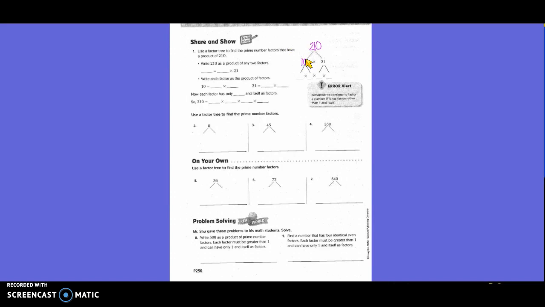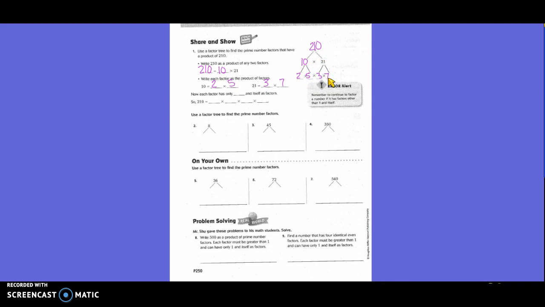So basically 210, we said was 10 times 21, right? Even when it wants us to write each factor as the product of factors. So 10 could also be what? 2 times 5. So I would put that over here as well. 21 would be 3 times 7. So I'd write that over here as well.